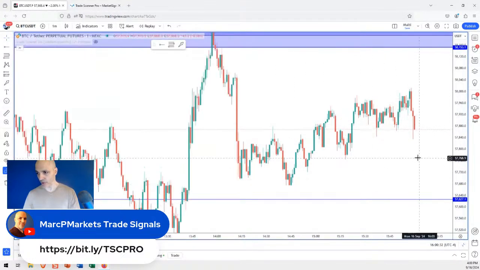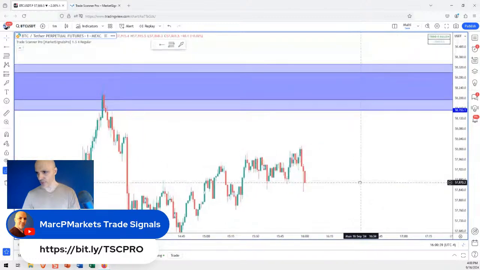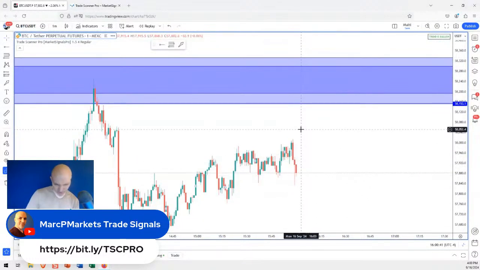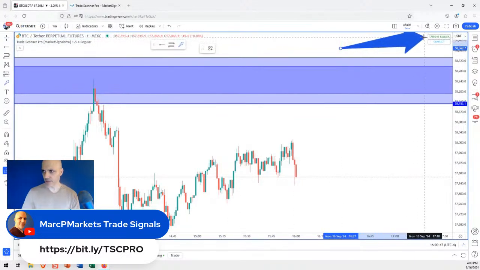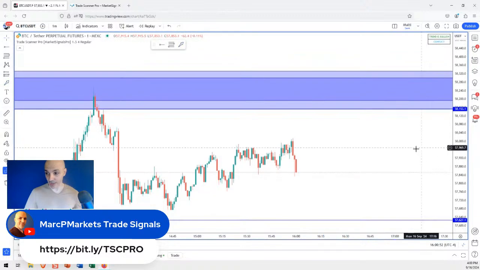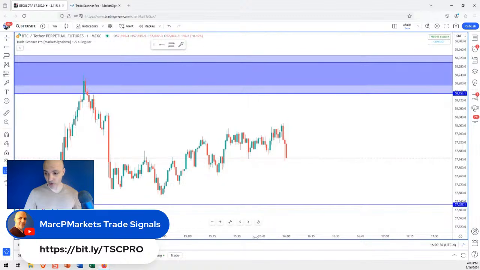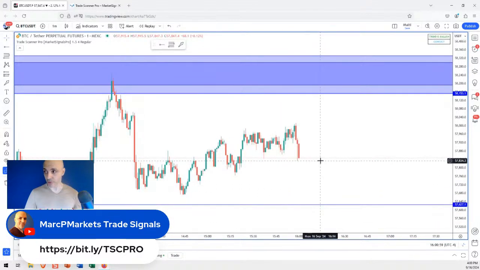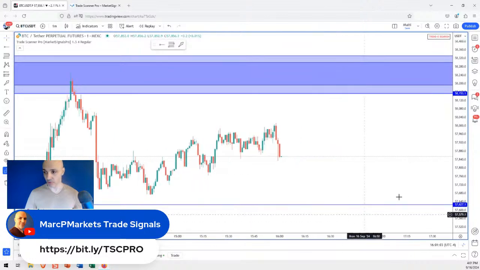Let's now go to our 1 minute chart. Let's turn the Trade Scanner Pro on and see what it's telling us. Okay, look at this here. The Trade Scanner Pro on the 1 minute chart is telling us that the trend is bullish, because it's looking at this structure over here. But we just determined that the general trend is not bullish. So what do I do? Who wants to answer that question?